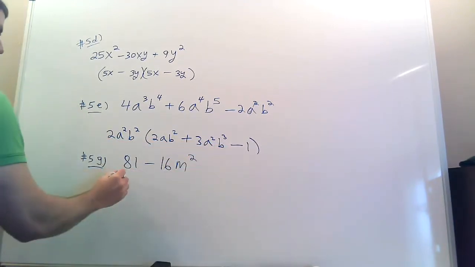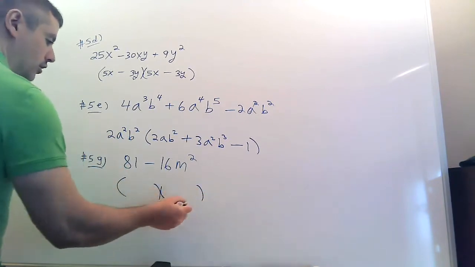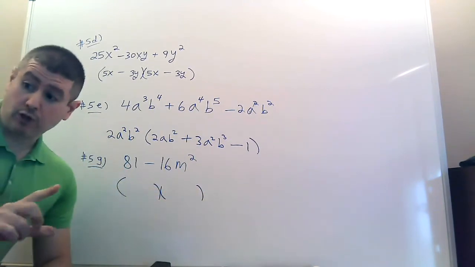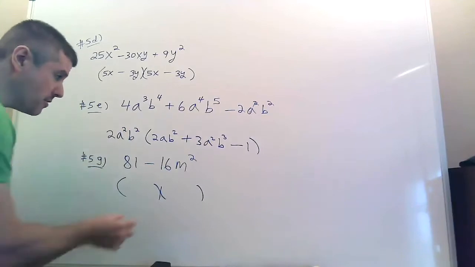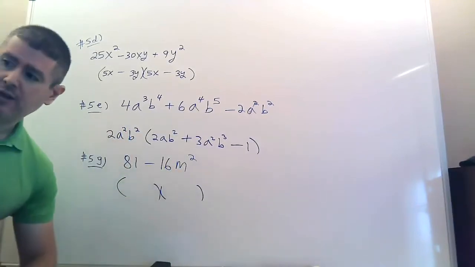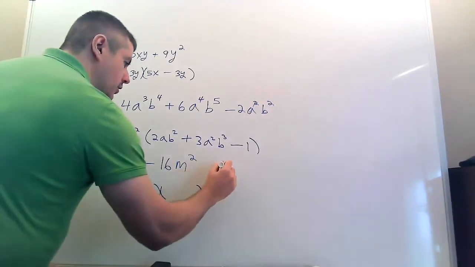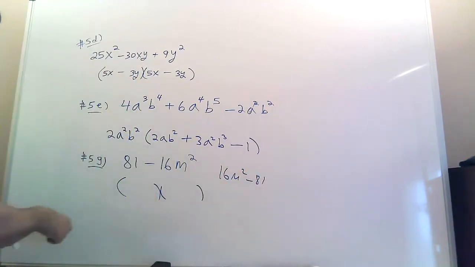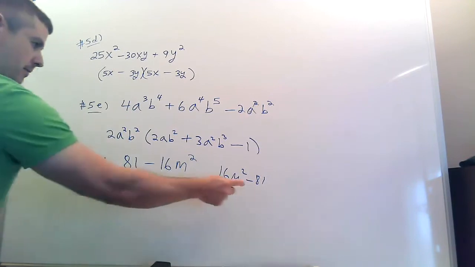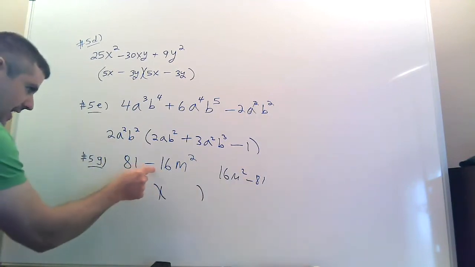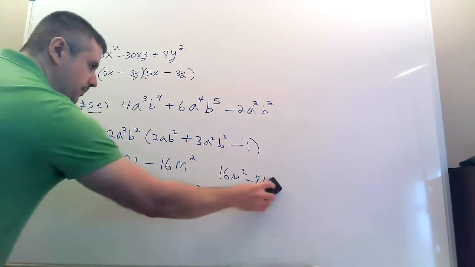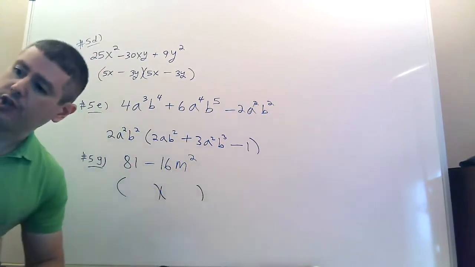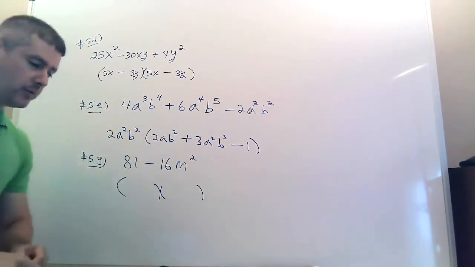Last one, absolutely trivial. Don't try to get cute with this. Don't try to reverse this and flip this. I'm going to write this one first. It's not the same. You can't go 16m squared minus 81. Why? This is positive 81. That's not. This is negative 16. That's not. You cannot reverse it. You're going to do it wrong. This is not how it works.